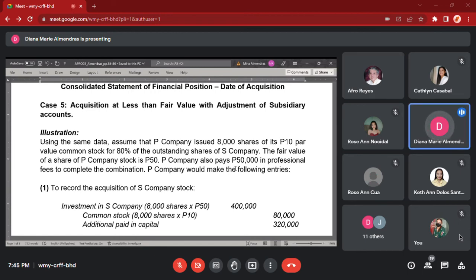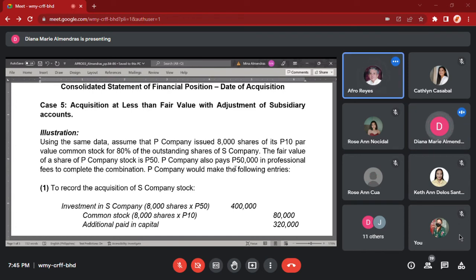Good evening, everyone. I will discuss the case 5. Acquisition at less than fair value with adjustment of subsidiary accounts. Illustration, using the same data, assume that P company issued 8,000 shares of its 10 pesos par value common stock for 80% of the outstanding shares of S company. I-acquire or bibilhin ni P company ang 80% ng common stock ni S company. The fair value of a share of P company stock is 50 pesos. P company also pays 50,000 pesos in professional fees to complete the combination. P company would make the following entries.